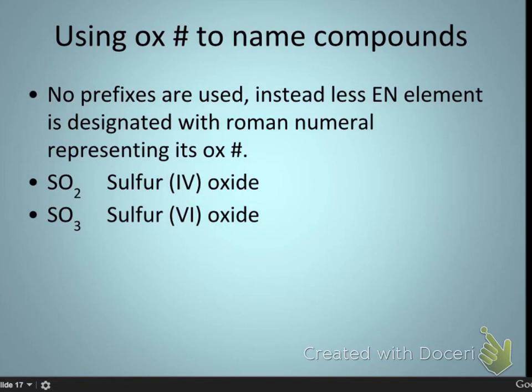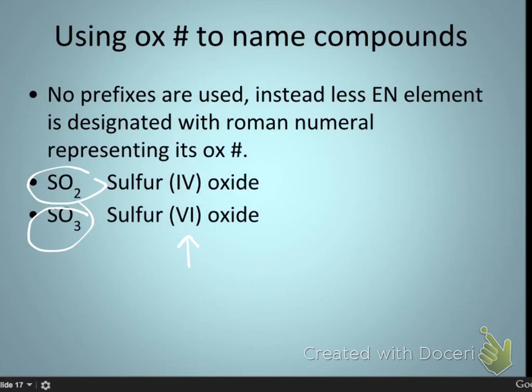So we have SO2, SO3. With the prefix system, that would be what? Sulfur dioxide, sulfur trioxide. With the stock system, what you do is you assign oxidation numbers, and then you use that oxidation number the way you did a charge in iron 2 oxide, iron 3 oxide. Okay, so how do we get that as sulfur 4 and sulfur 6 oxide? We got those through oxidation numbers.